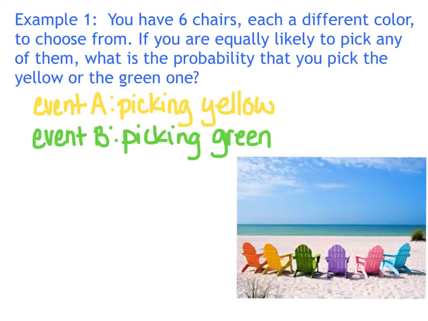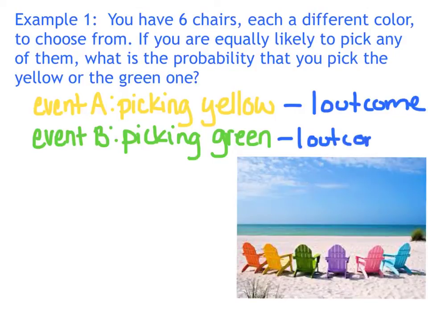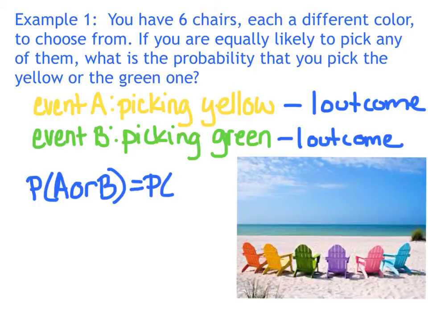Now event A has only one outcome. There's only one yellow chair. Event B only has one outcome because there's only one green chair. They have no outcomes in common. There is no chair that is yellow and green. So our probability of A or B is going to be the probability of A plus the probability of B. I'm going to draw my picture here. And then minus the probability of both, right?